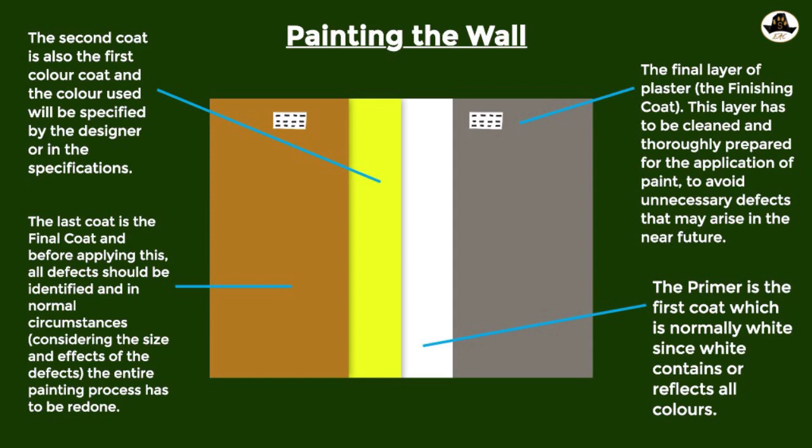Then the second coat is also the first color coat. That's when you start introducing color to your building, and the color used will be specified by the designer or in the specifications. In some cases they use yellow, but it's specified in the specification, so you just need to check, because sometimes it might depend on the final coat. You won't want to distort the color of the final coat, so there has to be some agreement between the second coat and the final coat.